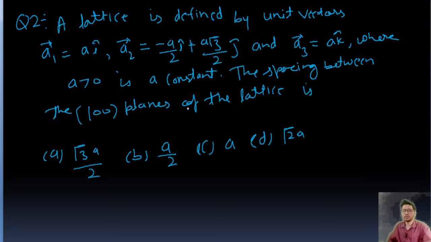Very good question. So the question is, a lattice is defined by unit vectors a1 equal to this, a2 equal to this, and a3 equal to this, where a greater than 0 is a constant. The spacing between the 110 planes of the lattice. So you need to find the spacing between the planes. You need to find this one.